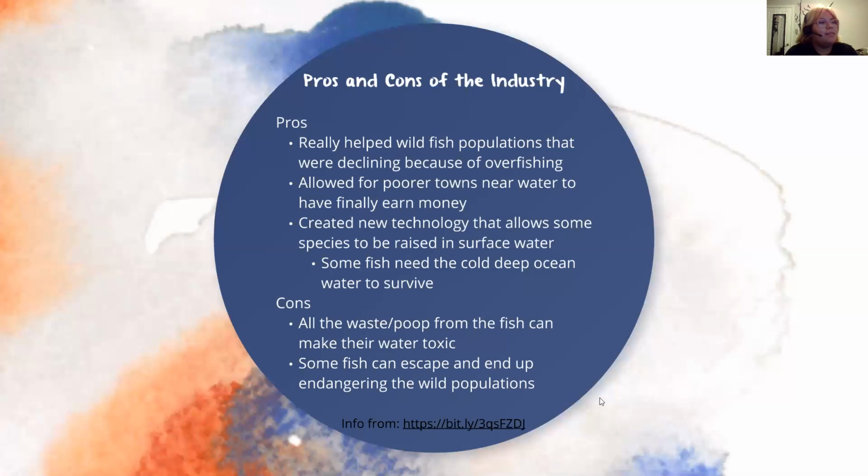And another con of this is that some fish can end up escaping and end up endangering wild populations. A lot of these fish are not used to living in the wild, and if they see another wild fish that looks like them, they might end up giving them disease or something like that that will end up hurting the wild populations and end up killing them.